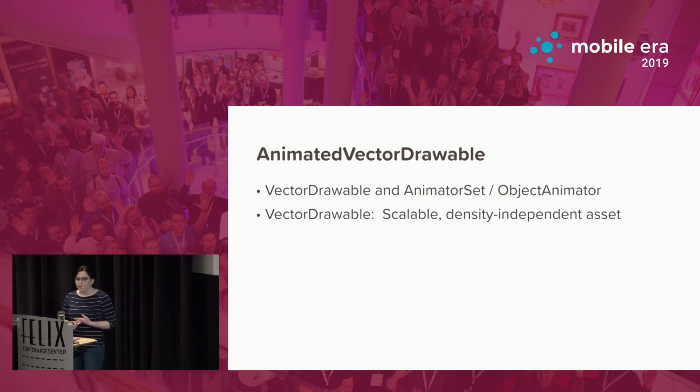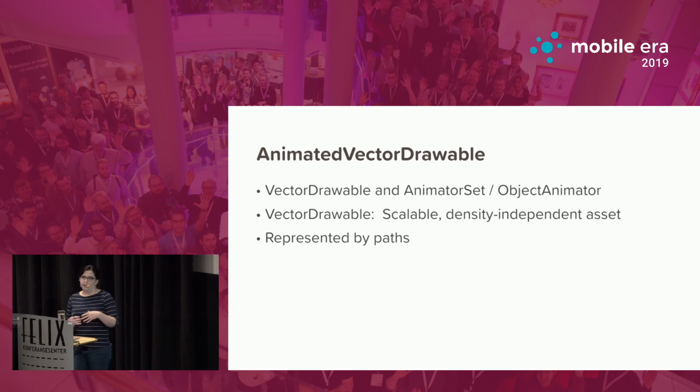So a vector drawable is a scalable density-independent asset. This means if you make it as large as your screen or something like that, it won't lose precision. It'll still look really nice and smooth on your screen. You won't have jagged edges. It is scalable to any device size or any size view that you put it into. And it's represented by paths.